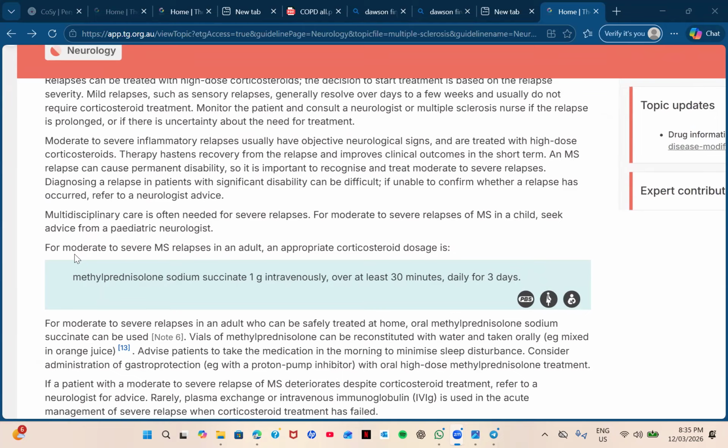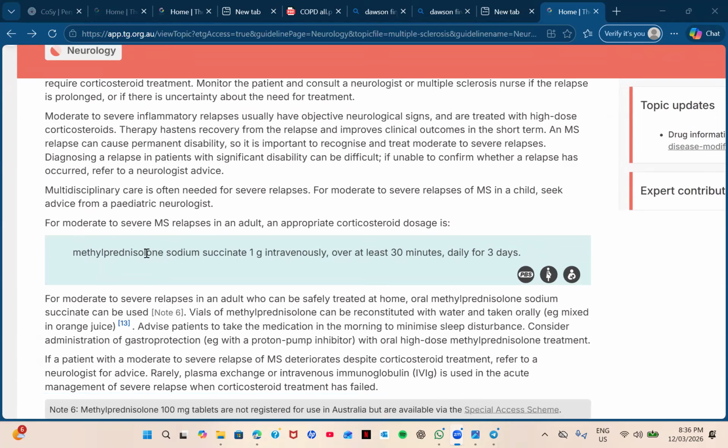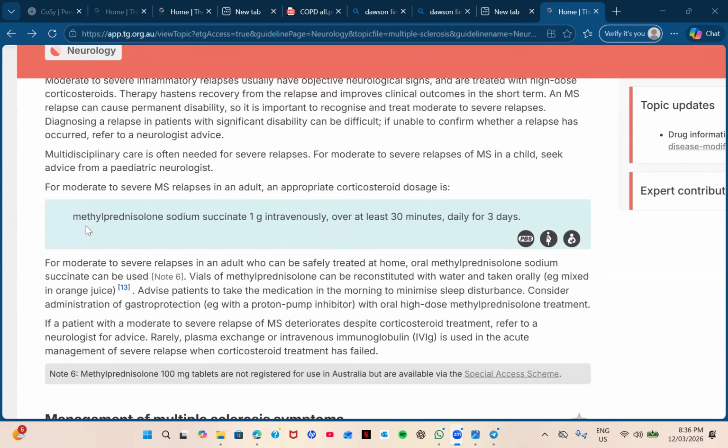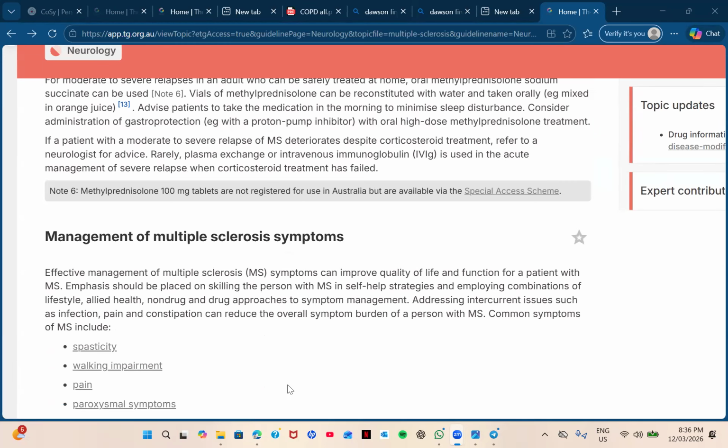So here, for moderate to severe multiple sclerosis relapses in adults, the appropriate corticosteroid dose is methylprednisolone sodium succinate 1 gram intravenously over 30 minutes daily for 3 days. Please remember these things, doctors.